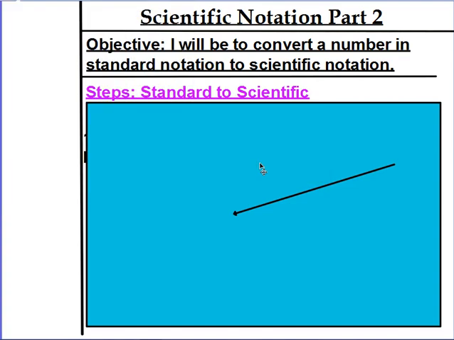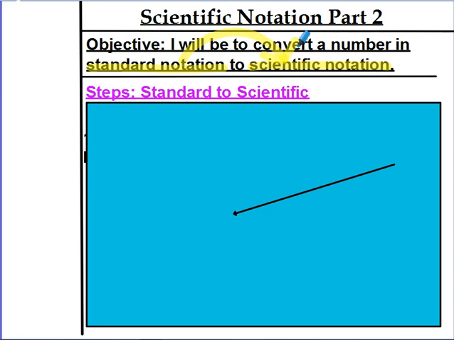Hello ladies and gentlemen, today we're going to be working on the second part of scientific notation. Let's look at our objective. Make sure you write it down in your spiral. Our objective says I will be able to convert a number in standard notation to scientific notation. If you recall from yesterday, we went from a number in scientific notation to standard notation, but today we're going to be doing the reverse. We're going to be starting with standard notation and going to scientific notation.